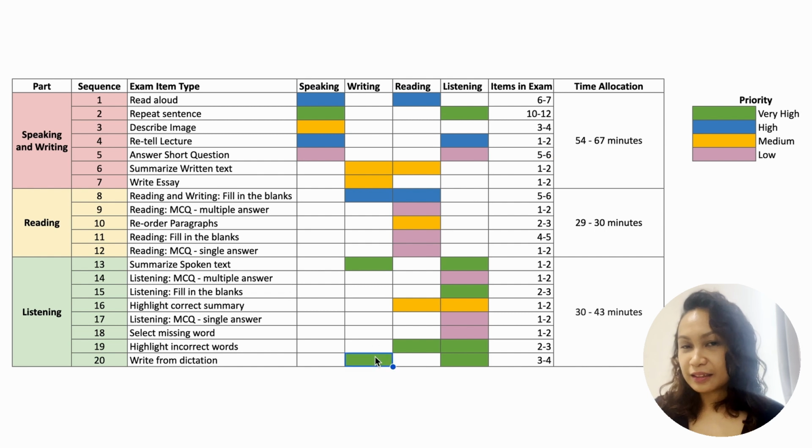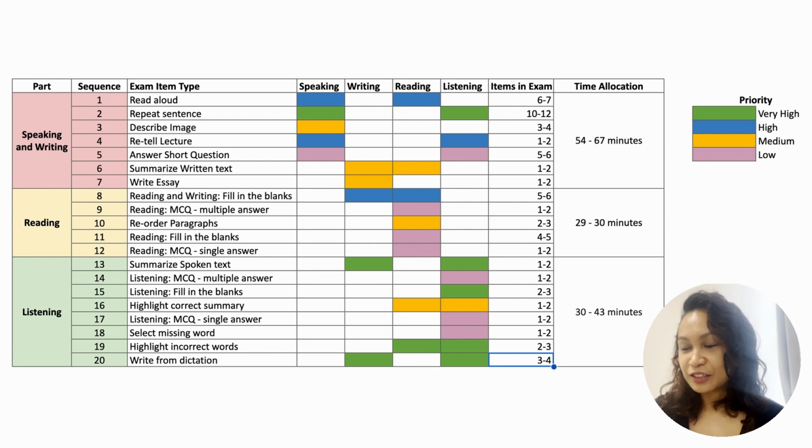Let's say for listening, write from dictation. It contributes to writing and it contributes to listening as well. But it's really green. I marked this high because you're going to get 3 to 4 of these in the exam, and writing from dictation has a lot of criteria, like the spellings, missed words, and the plural forms of the words, which is really, really important. So this one also needs some practice.